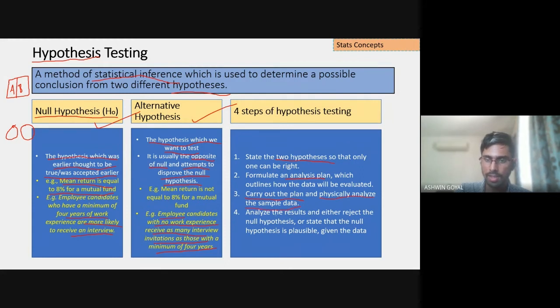Once I analyze the data, I'll get the results, and based on the results, I'll be able to either reject the null or accept the null. Either reject the null hypothesis or state that the null hypothesis is plausible. Now, this is all about hypothesis testing, and we are essentially just identifying whether we can accept the null hypothesis or reject the null hypothesis. That is what we intend to do here.